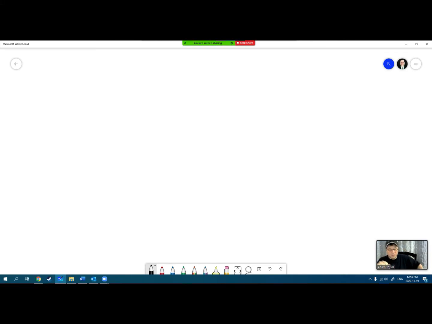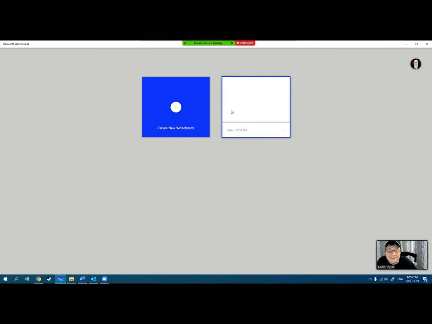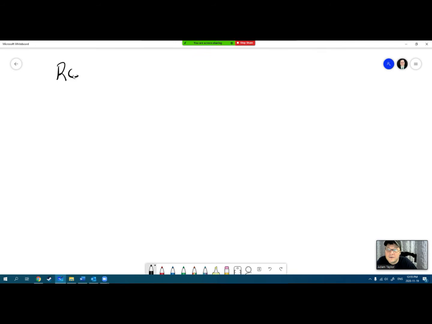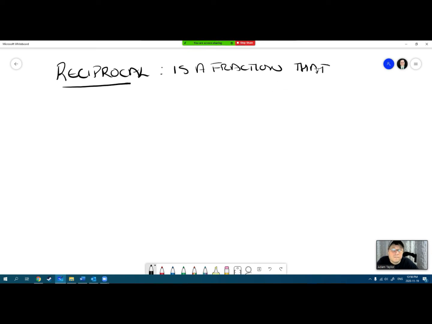But the first thing that you need to appreciate is that you need to know what a reciprocal is, okay? So a reciprocal is a fraction that has its numerator and denominator interchanged.